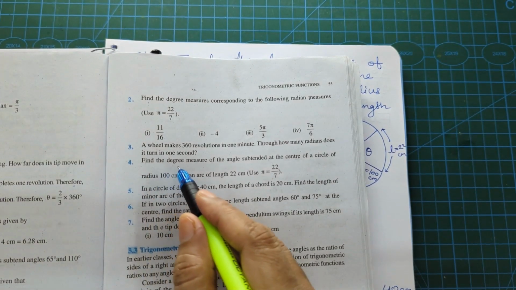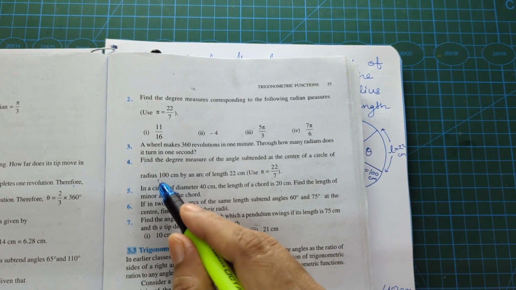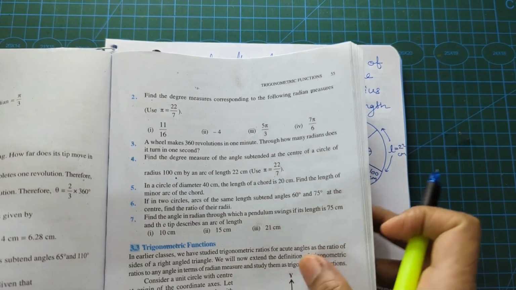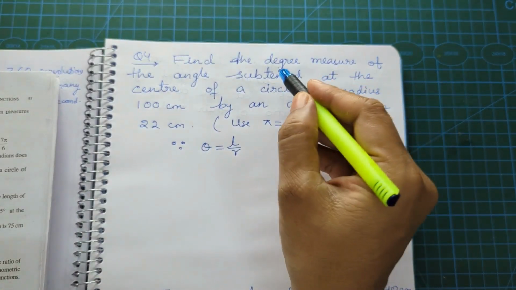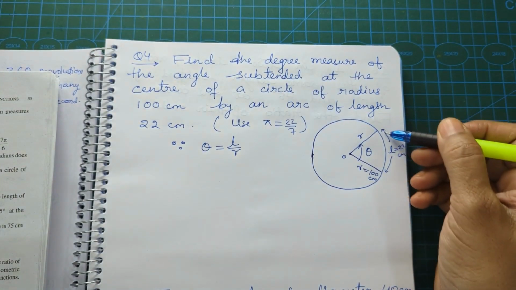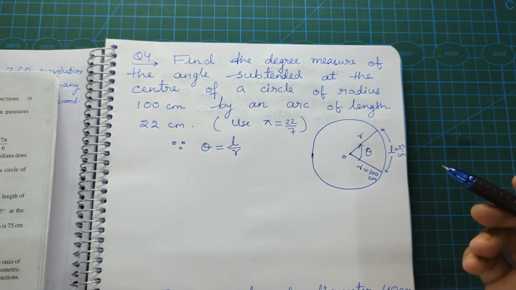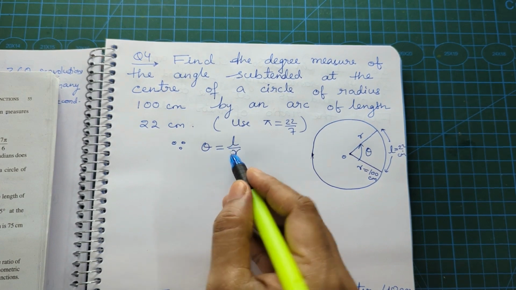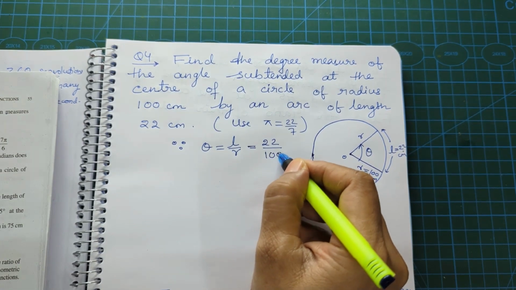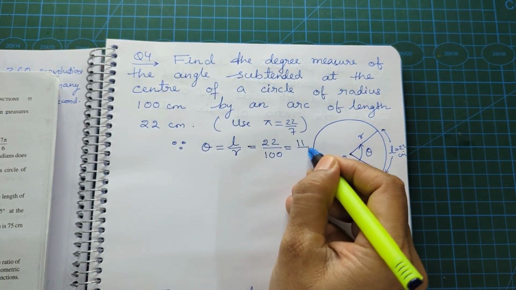Question number 4. Find the degree measure of the angle subtended at the center of a circle of radius 100 centimeter by an arc of length 22 centimeter, pi is 22 by 7. We have to find the angle subtended in terms of degrees by an arc whose length is 22 centimeter of a circle whose radius is 100 centimeter. We know that theta is equal to L by R. Length of the arc is 22 centimeter, radius of the circle is 100 centimeter. In standard form this is 11 by 50.